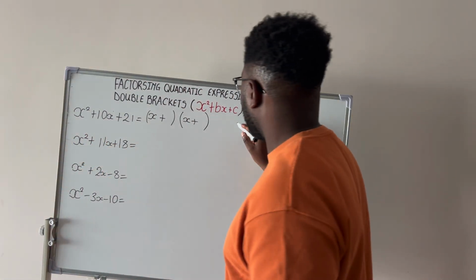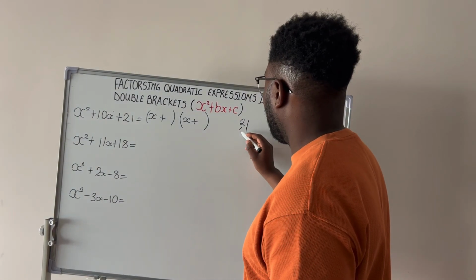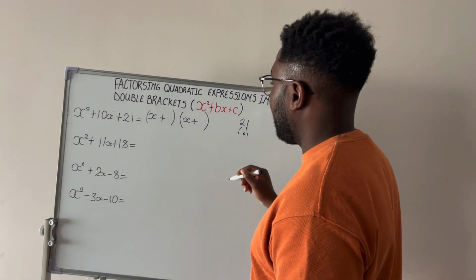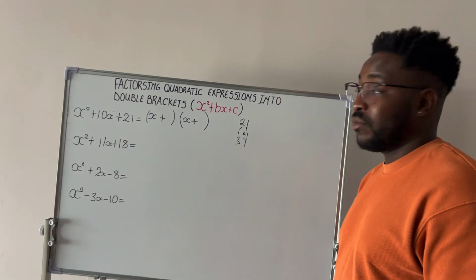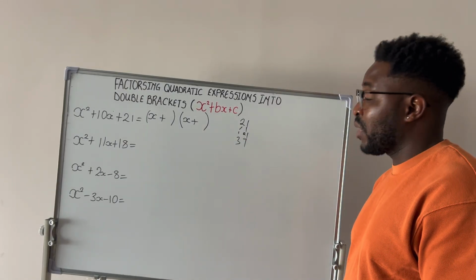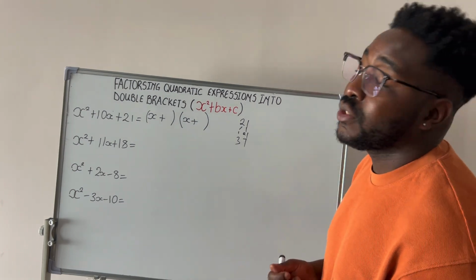Okay, so I'll write my 21 over here. And we're talking about what? 1 by 21, yes? And 3 by 7, right? So these are the factors of 21. And if we multiply 1 by 21, we get 21. 3 by 7, we get 21 as well.